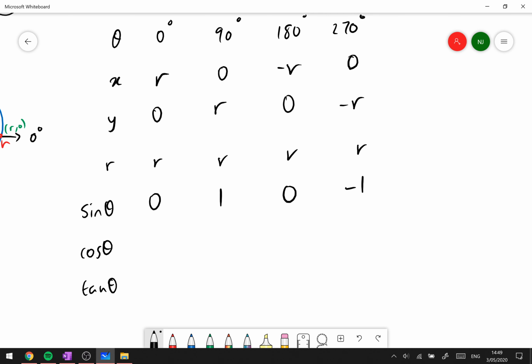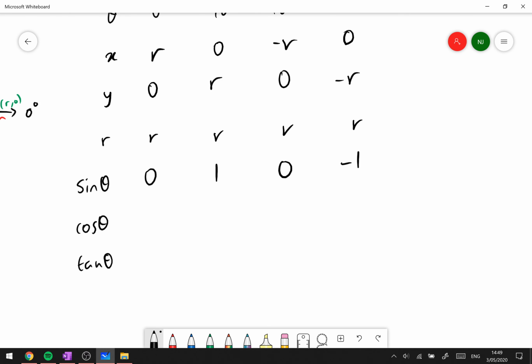Okay. Now cosine is defined as x divided by r. So r divided by r is equal to 1. 0 divided by r is equal to 0. Negative r divided by r is equal to negative 1. And 0 divided by r is equal to 0. Now with this one, it looks like they've all just been pushed across 1 from the sine. And as a matter of fact, they have been pretty much.